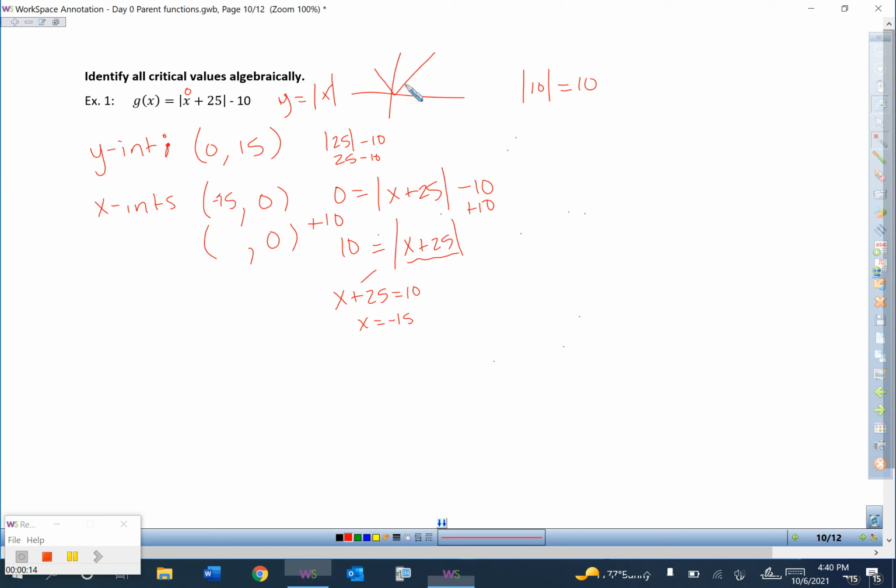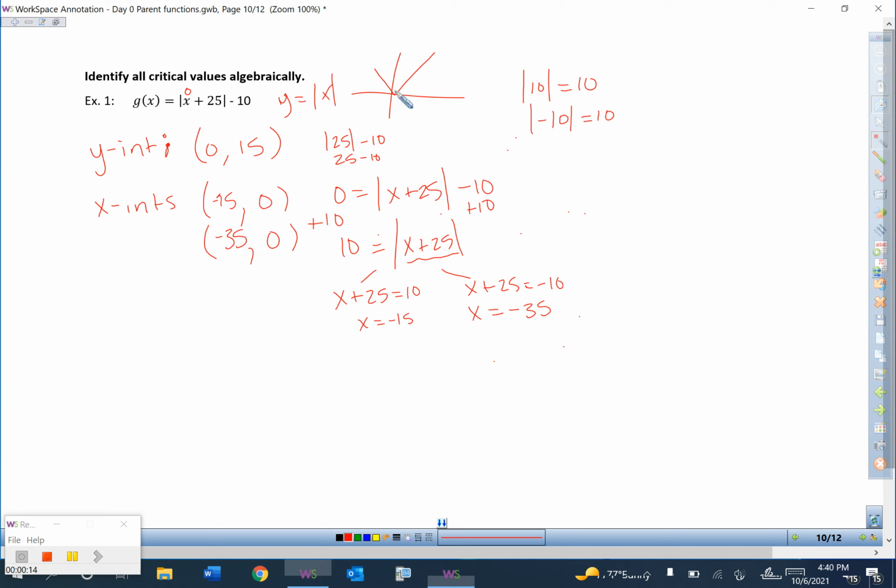All right, but the shape told us that there's supposed to be probably two of them after a transformation, and that's because we could also say the absolute value of negative 10 is still 10. So the second part of this is we're going to set x plus 25 equal to a negative 10. So x equals a negative 35 there. And those are our two x-intercepts.